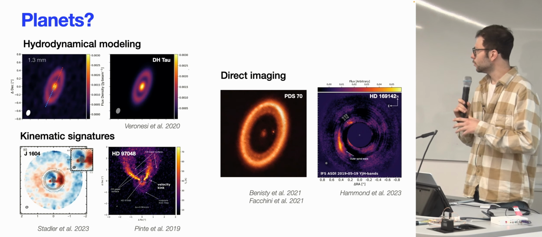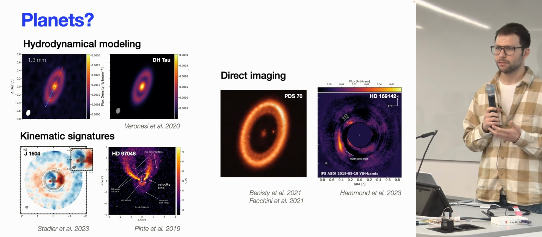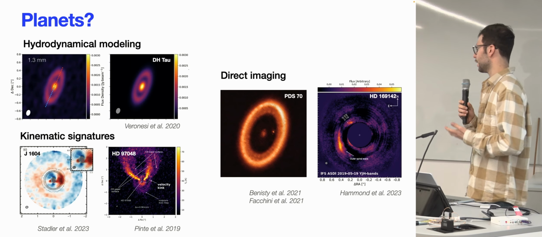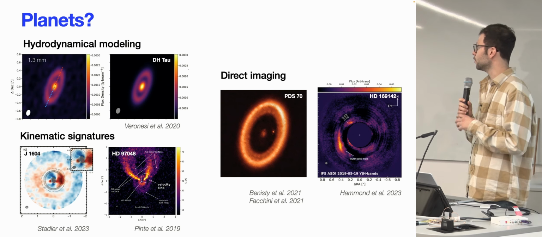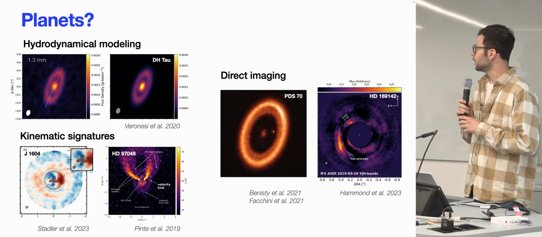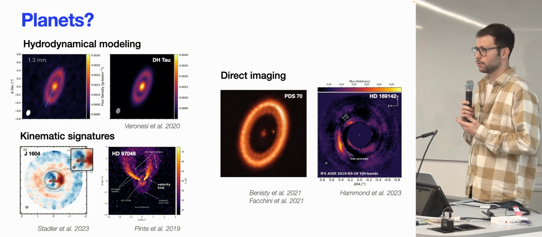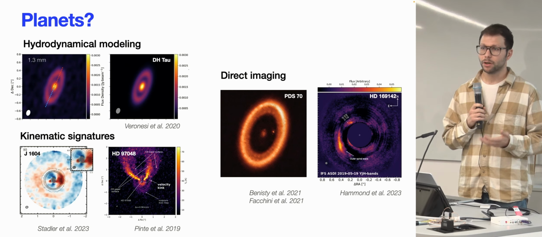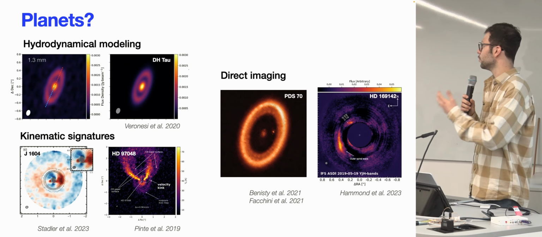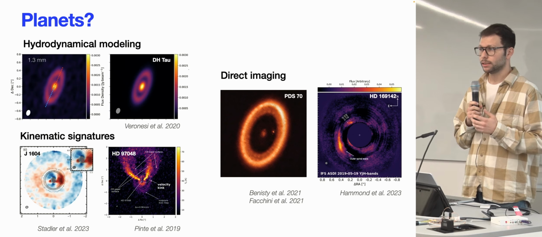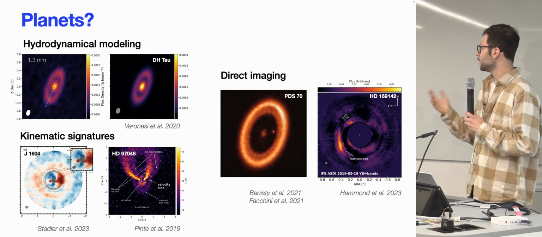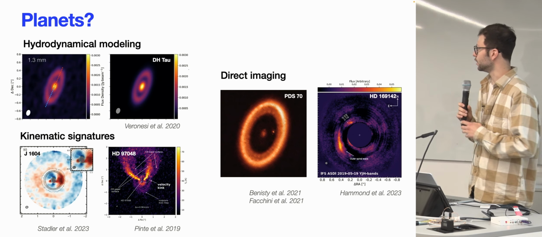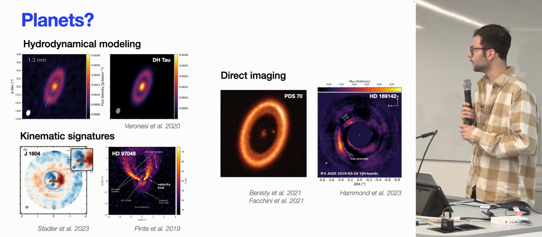But if we really look into the presence of embedded protoplanets in this disk, we can have the indirect or direct detection of these bodies. So first of all, if we want to indirectly investigate the presence of embedded protoplanets, what we can do is hydrodynamical modeling of these sources. The idea is that we want to reproduce the emission and the morphology of these disks by simulating planet-disk interaction with hydrodynamical codes. This is, for example, the case of DH Tau in the top left of this slide.